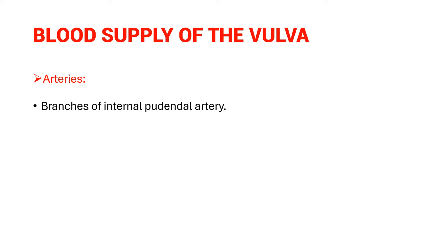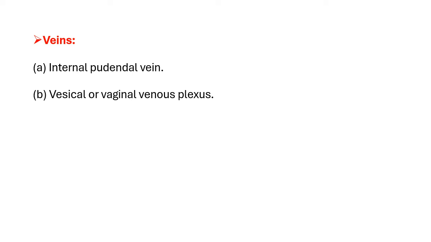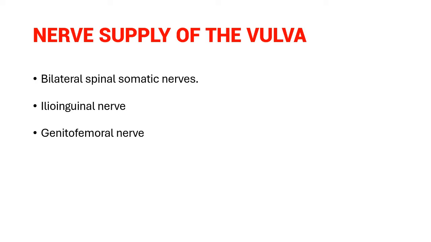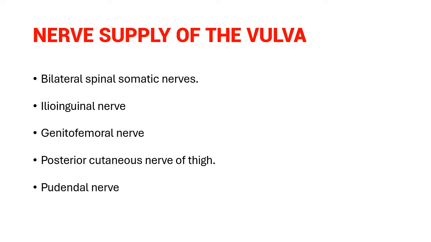Now next is blood supply of the vulva. Arteries are branches of the internal pudendal artery and branches of the femoral artery. And veins are the internal pudendal vein, vesical or vaginal venous plexus, and long saphenous vein. And last, nerve supply of the vulva: bilateral spinal somatic nerves, ilioinguinal nerve, genitofemoral nerve, posterior cutaneous nerve of thigh, and pudendal nerve.